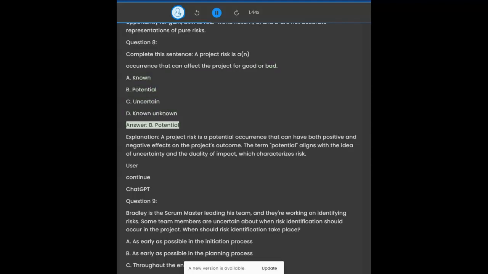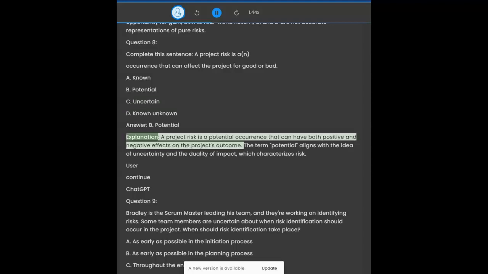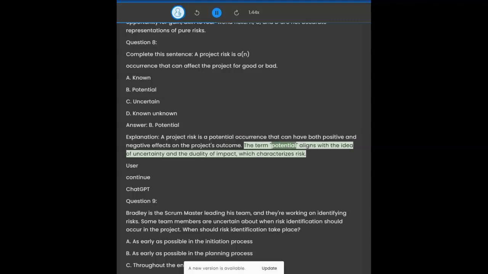D. Known unknown. Answer: B. Potential. Explanation: A project risk is a potential occurrence that can have both positive and negative effects on the project's outcome. The term potential aligns with the idea of uncertainty and the duality of impact, which characterizes risk.